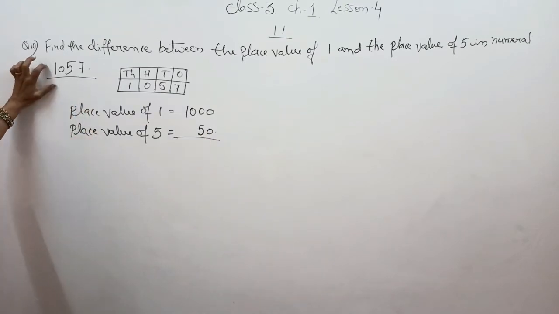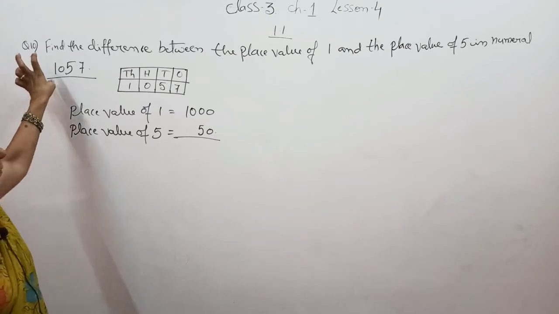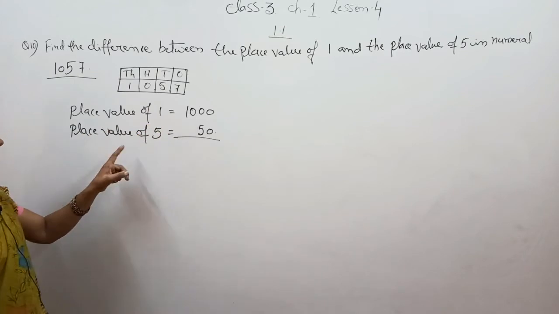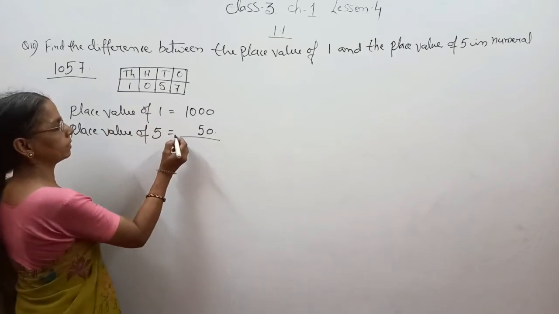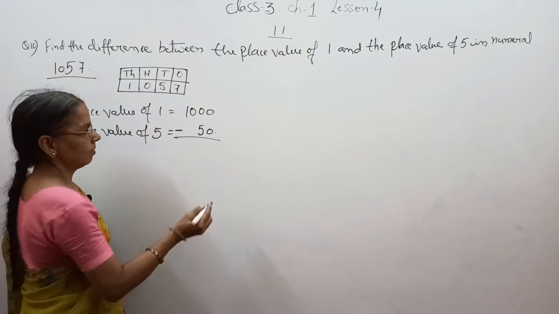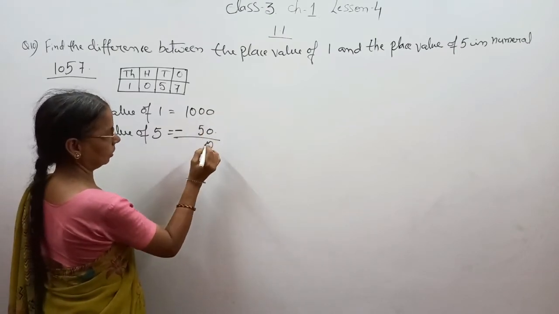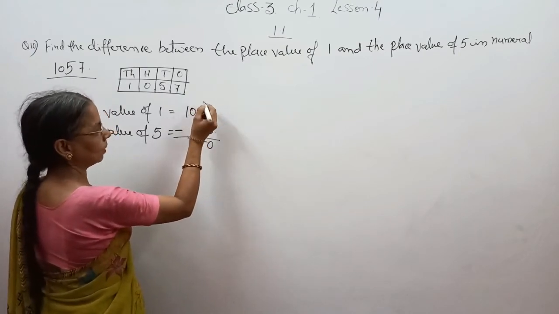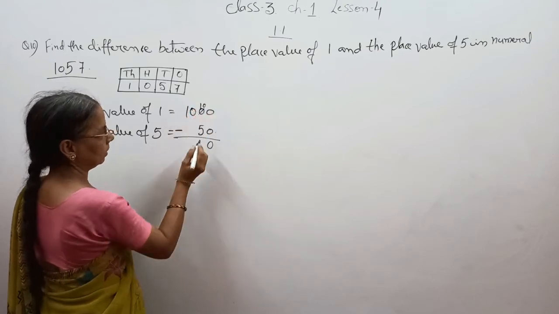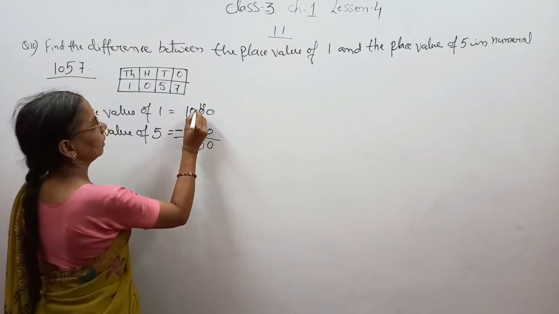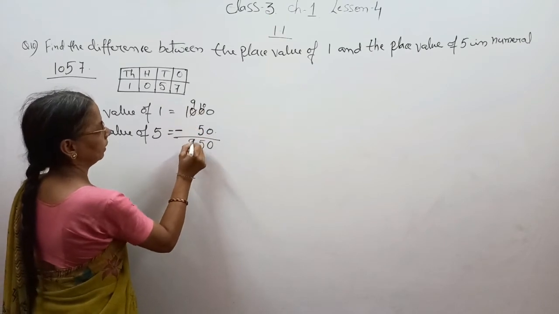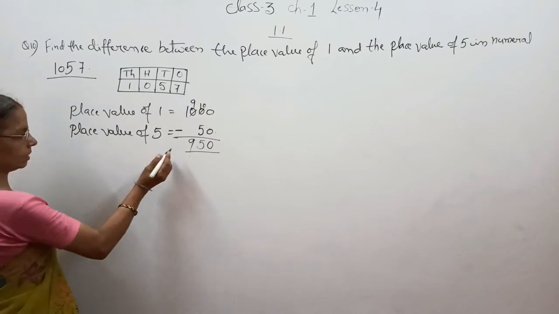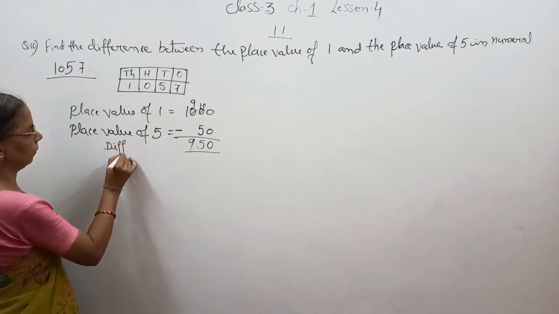हमें अब इस नंबर का डिफरेंस ढूंढना है प्लेस वैल्यू ऑफ 1 और 5 का। तो प्लेस वैल्यू ऑफ 1 होगा 1000 एंड प्लेस वैल्यू ऑफ 5 होगा 50। इन दोनों का डिफरेंस मीन्स इट इज माइनस. 0 minus 0, it is 0. 0 minus 5, it will not be subtracted. Then we have to borrow 1, that is 10. 10 minus 5, it is 5. Here we have 9. Here we get 950. The difference is 950.